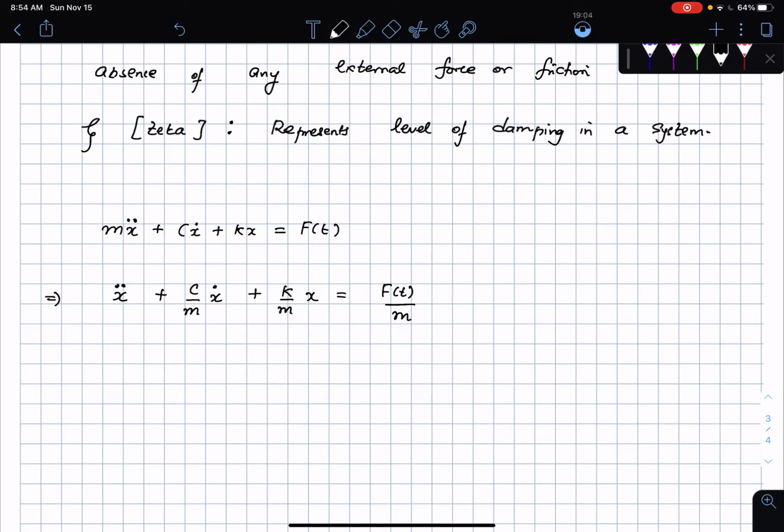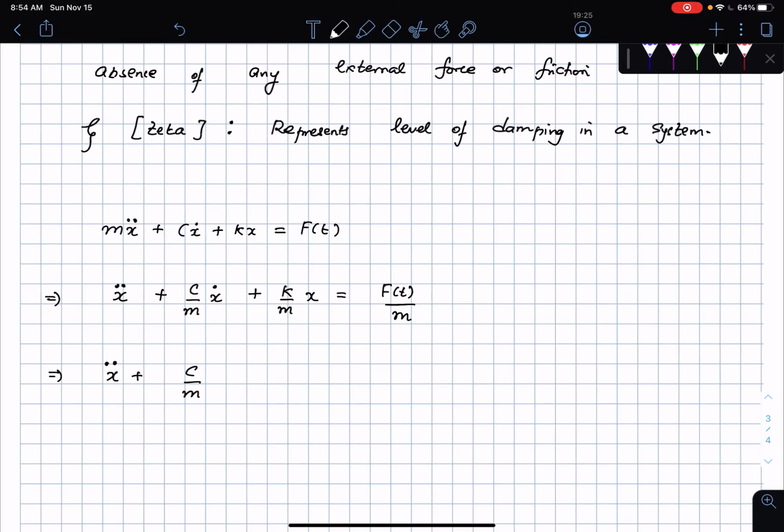This is one way of manipulating it, or the other way of manipulating it is dividing through by the stiffness k. That is also another way of doing it. Let me first do it this way. If I do it this way, then I'm going to end up having x double dot plus c by m. This I can write in the following manner.